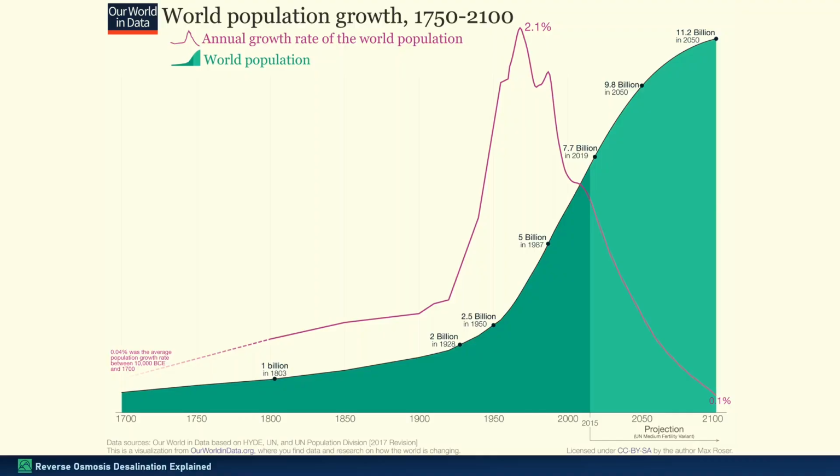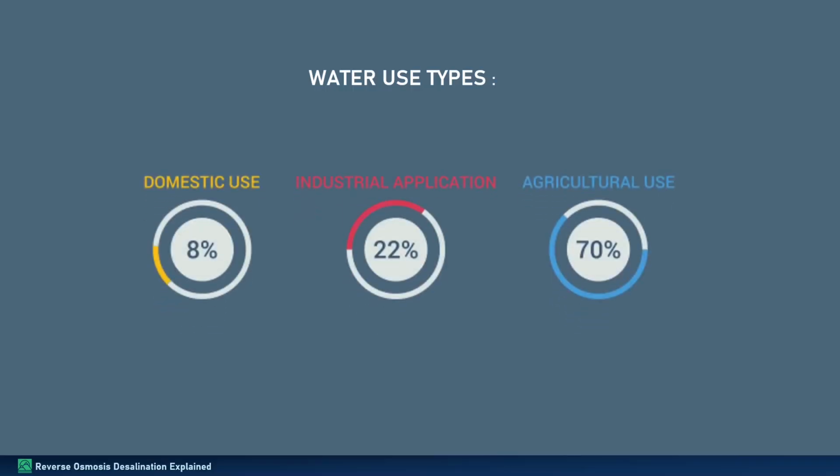This growth, however, comes with the challenge of providing enough safe water for everyone and for all types of uses. Water use applications are very diverse, but they can be divided into 3 major types: domestic, industrial, and agricultural. Domestic use amounts to only 8% of total consumption. Industrial use consumes 22% of total water, and the biggest part goes to the agricultural sector with 70%.